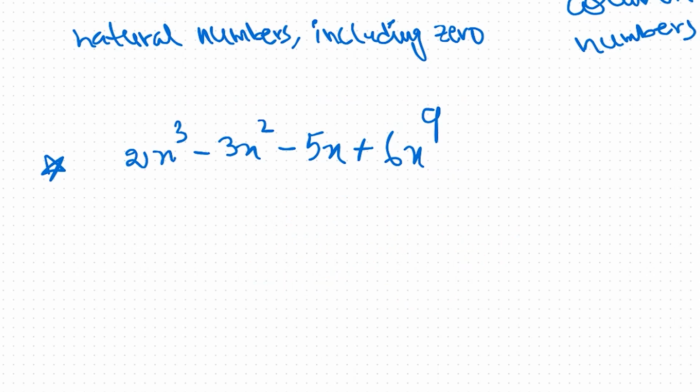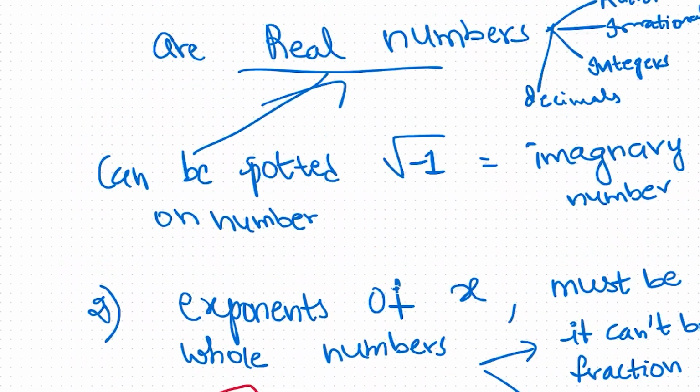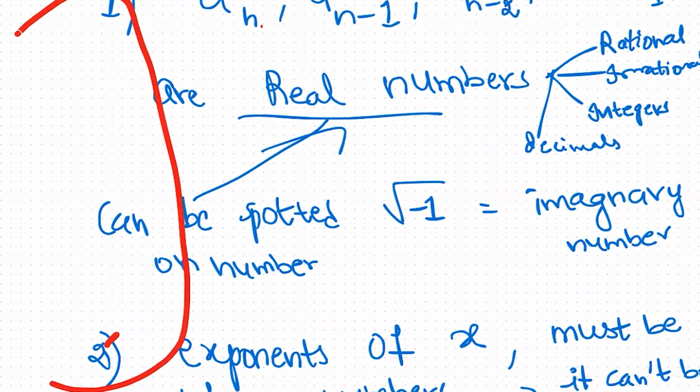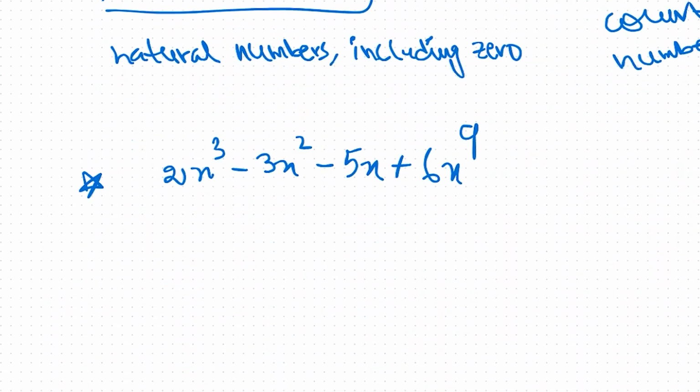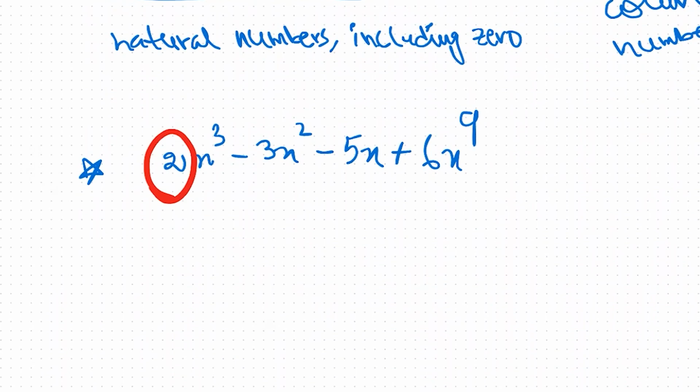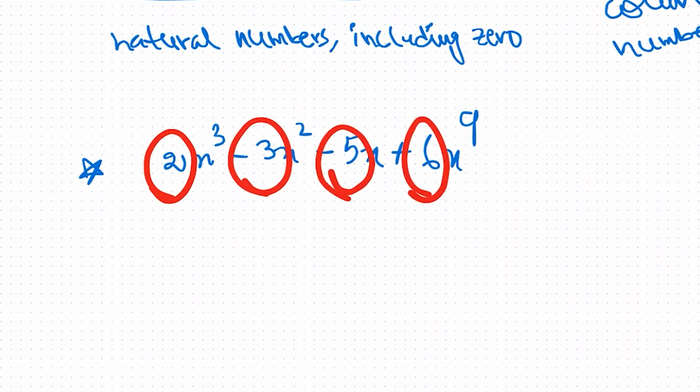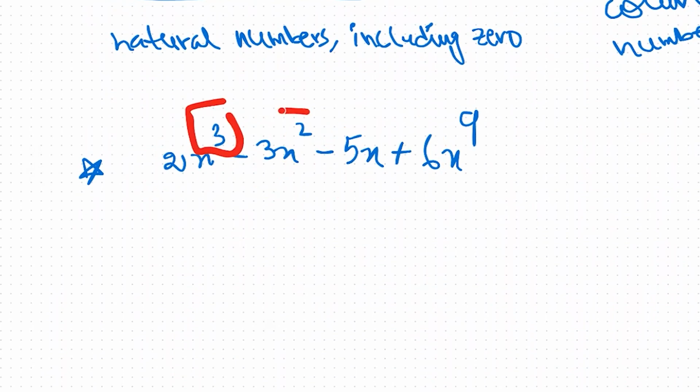The only thing which is important to check is condition number 1 and condition number 2, which we discussed earlier. The coefficients must be real numbers. Exponents of x must be whole numbers. The coefficients 2, negative 3, negative 5 are real numbers, and these exponents are all whole numbers. So this is a polynomial expression.